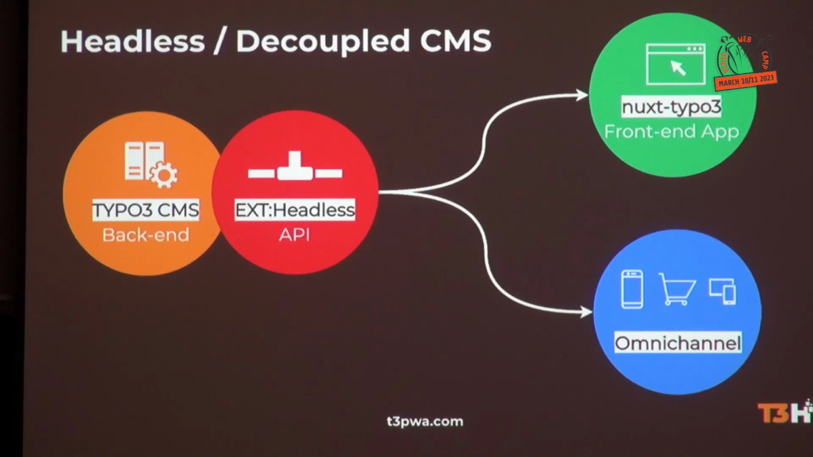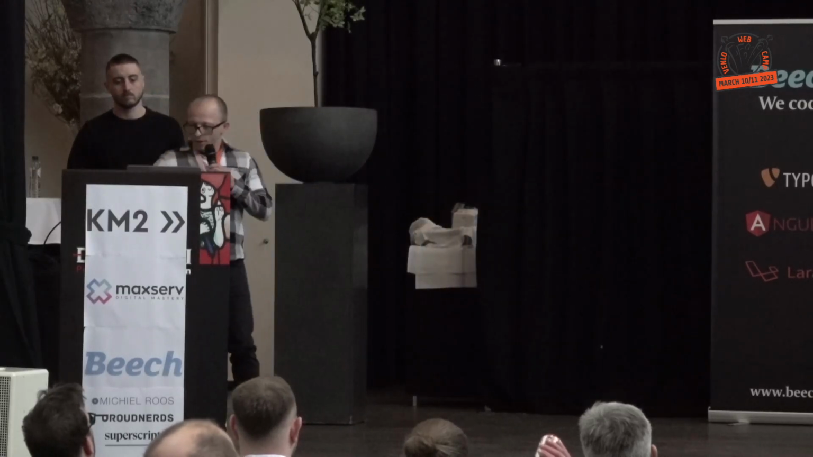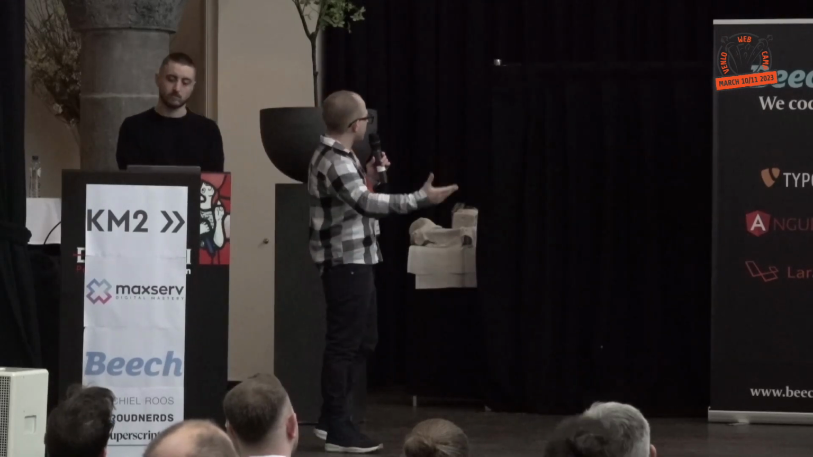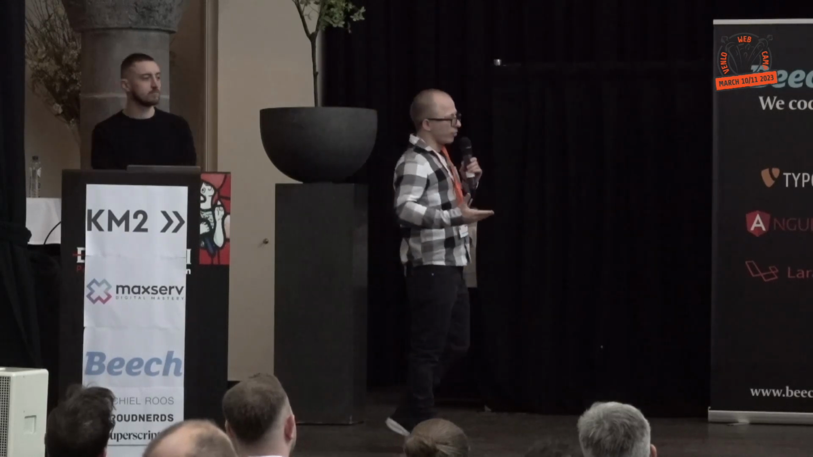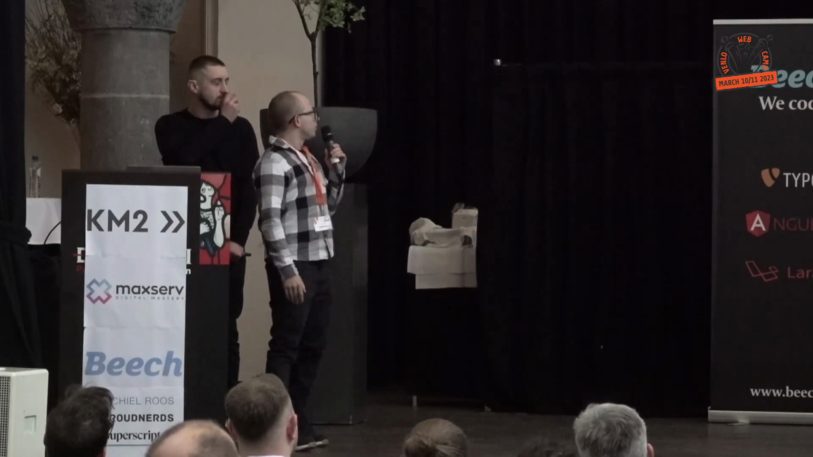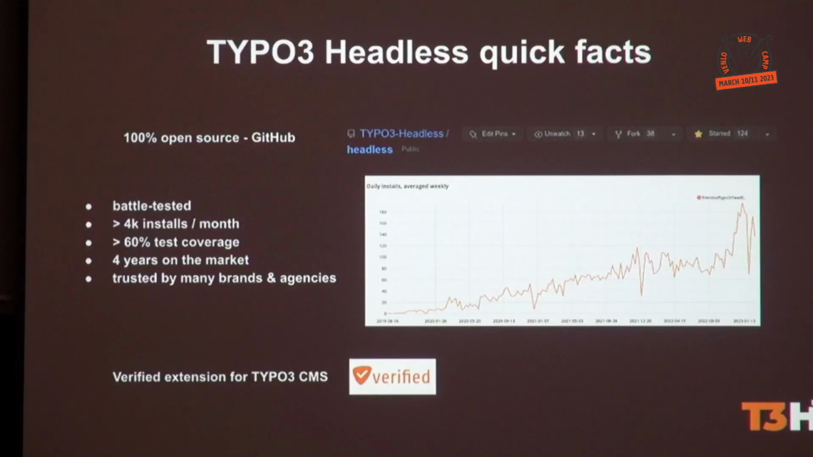Because there is no rendering on the frontend, we have an API, and then the API and content from TYPO3 can be consumed by other channels, like mobile applications or e-commerce. So this is good for digital publishing. On the diagram, you can see TYPO3 as a backend with our Headless extension, which switches TYPO3 to deliver the API. Then we have a frontend application, our solution, which is based on Nuxt and is ready to work, and different channels where you can consume your API.